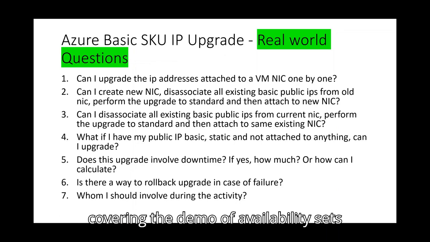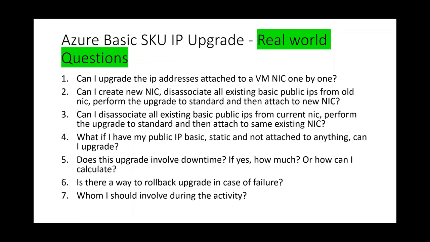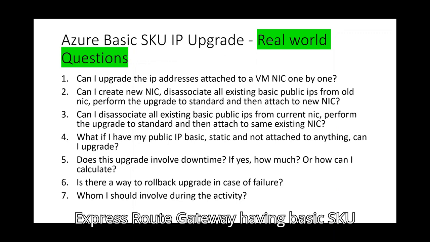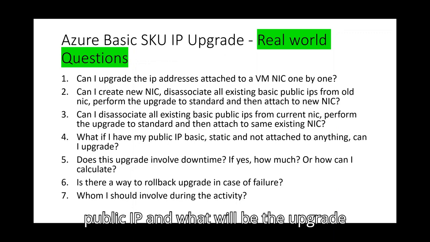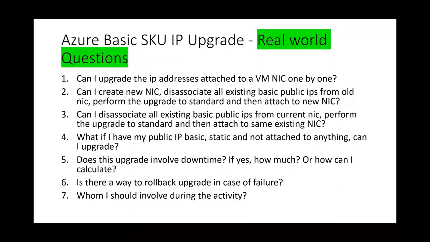So I'll be covering the demo of availability set based virtual machines that have Basic SKU public IPs, and the upgrade of those public IPs to Standard IP. I will also talk about a few scenarios of Azure Load Balancer, Azure VPN Gateway, and ExpressRoute Gateway having Basic SKU public IP, and what the upgrade process will be. All right, so let's start with the first one.